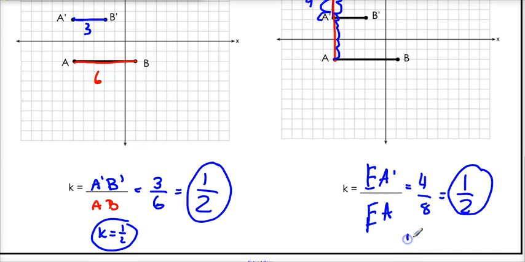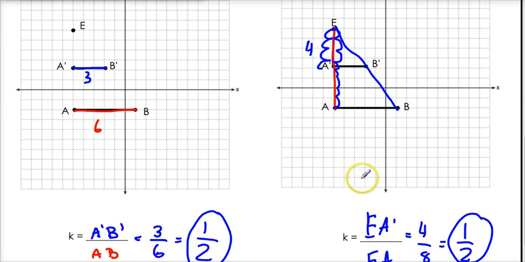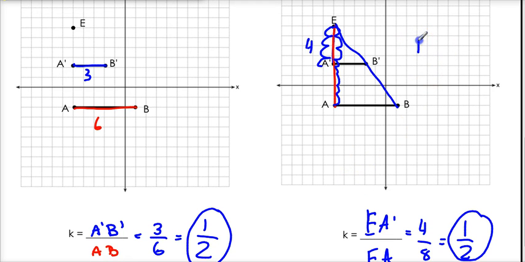So 2 ways to do it, you get the same answer either way. We could have also done that by finding these distances, E to B prime over EB. That also works. So that's the different ways to do it.